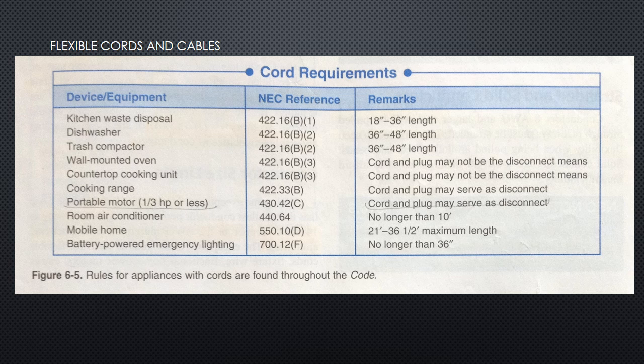The grounded neutral conductor in a cord must be identified with a white or neutral gray separator. The equipment grounding conductor, which serves to ground the non-current carrying parts of the cord supplied equipment, must always have a green color in the insulation covering or braiding. Except for double insulated equipment, an equipment grounding conductor must be provided in flexible cords. As you can see on the screen, figure 6-5 lists some devices that may be cord and plug connected.